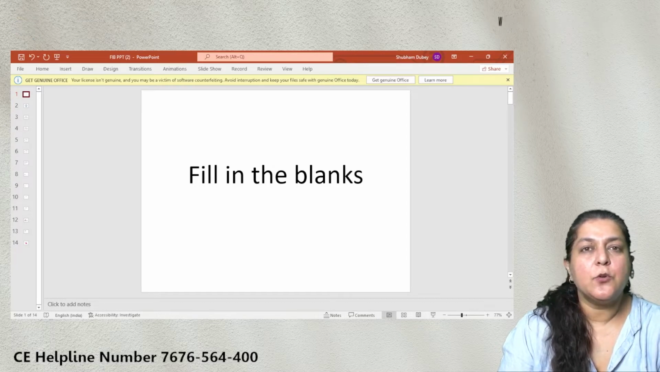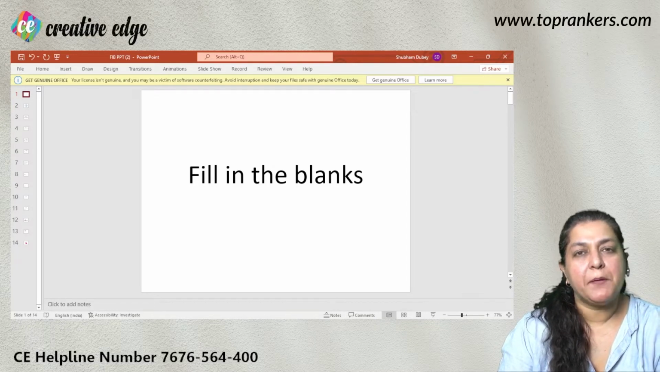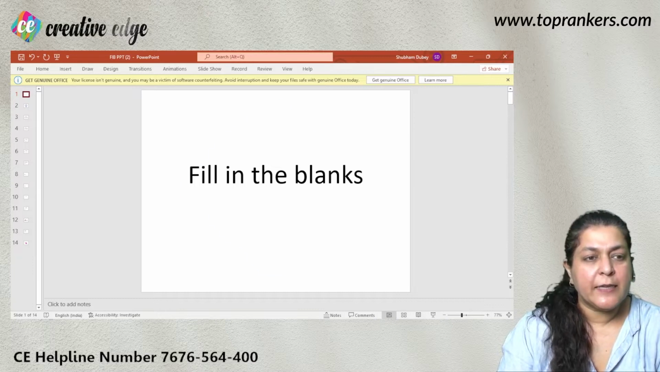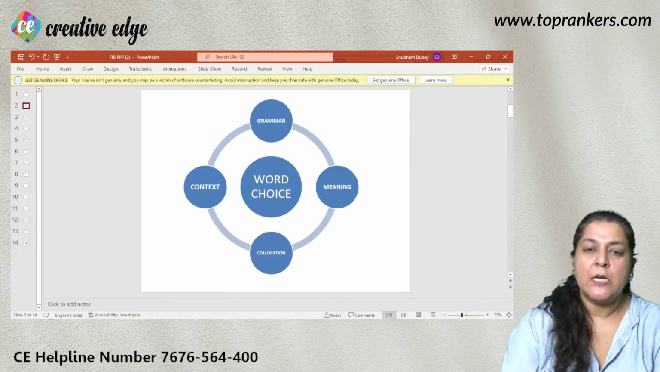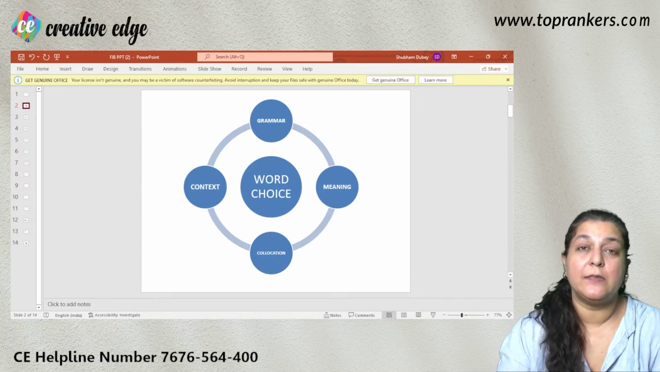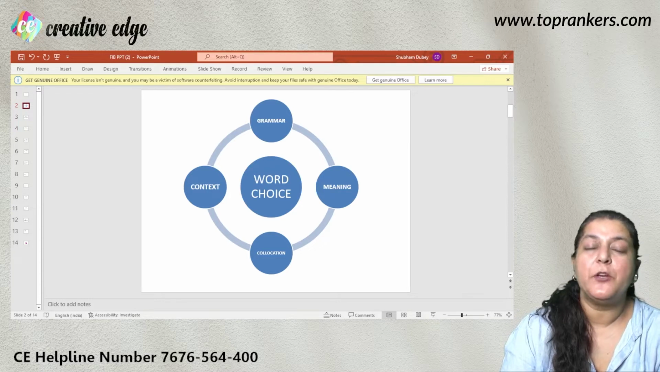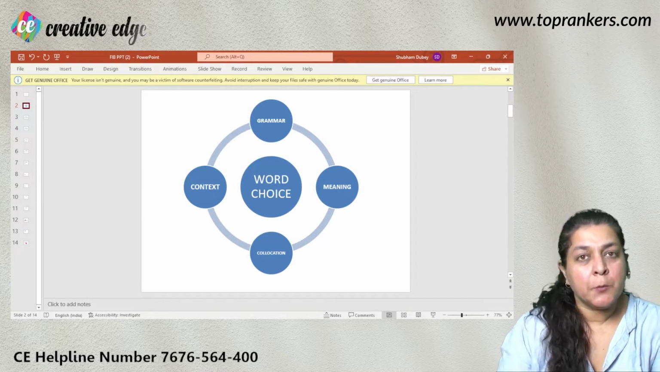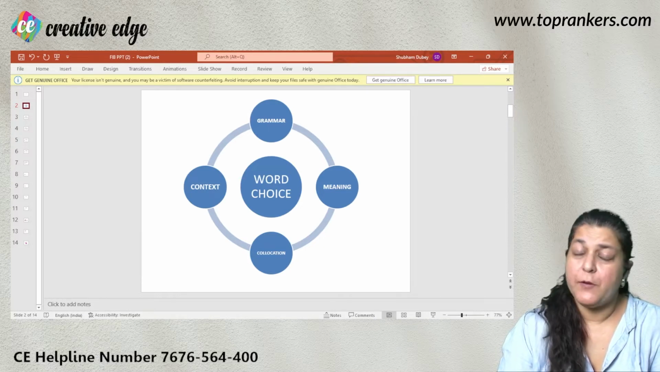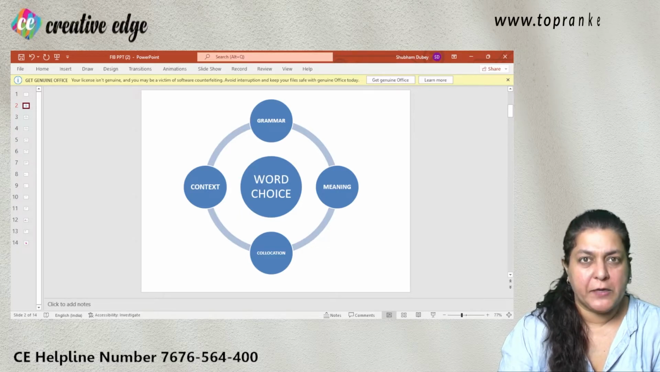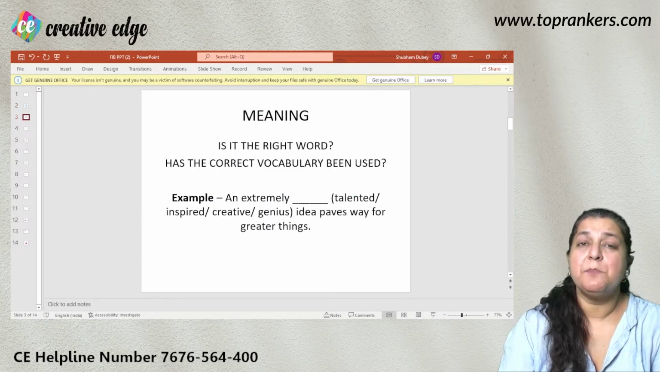All right. So our word choice is dependent on a lot of things. When we choose a particular option, there are things that affect the word choice. The first of them is grammar, the second is the meaning, as in what kind of vocabulary is used. The third is the context, and the last one is the collocation. Let's quickly go through them in detail and understand what each of them means. The first one is meaning.